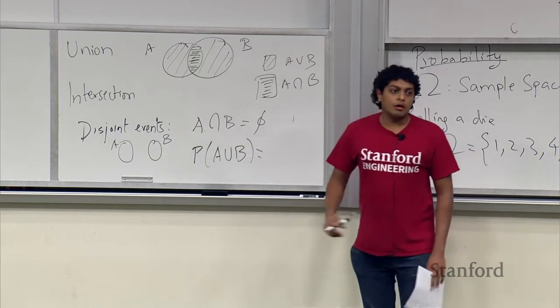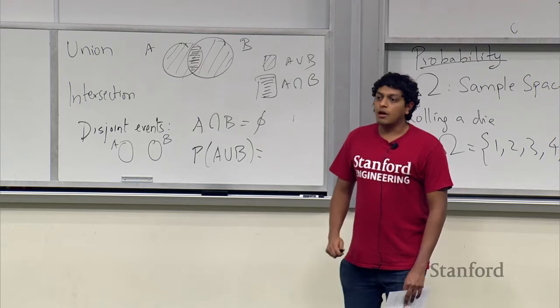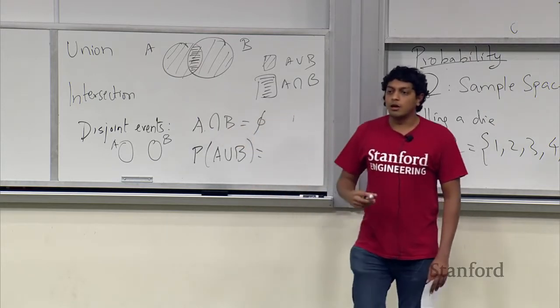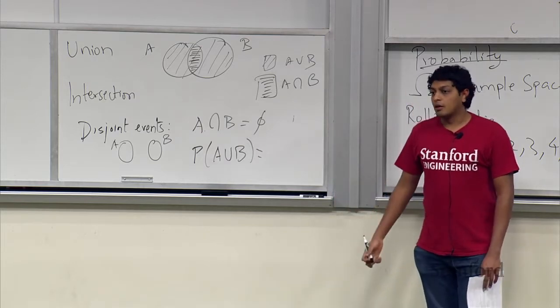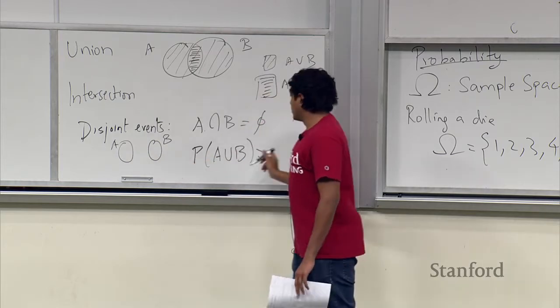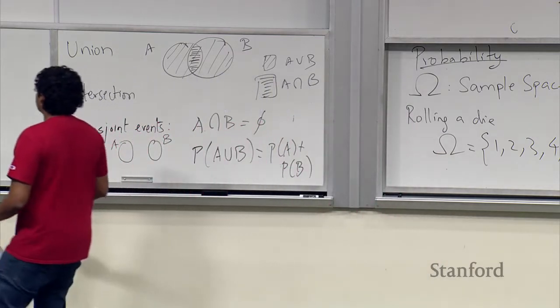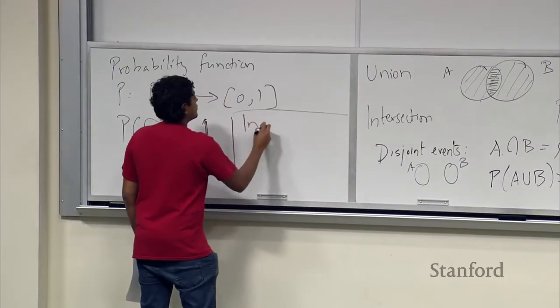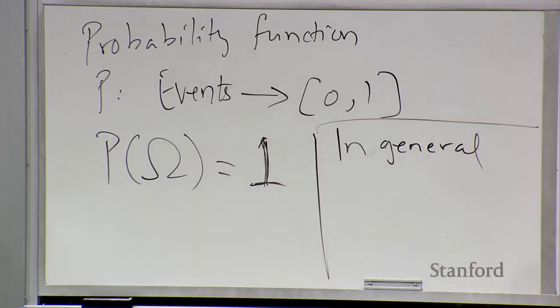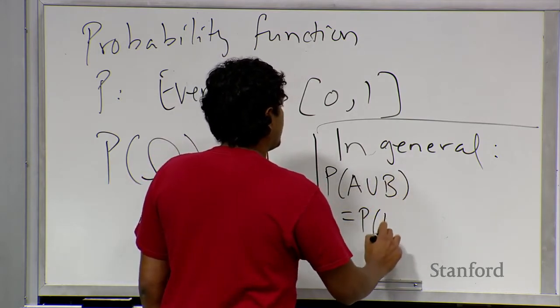Yes. Union normally represents OR, and intersection represents AND. So the probability of A intersection B, in human language, is the probability that A and B are both happening. A union B is the probability that A or B happens. In this case, either A or B could happen. This would just be P of A plus P of B, specifically if A and B are disjoint.